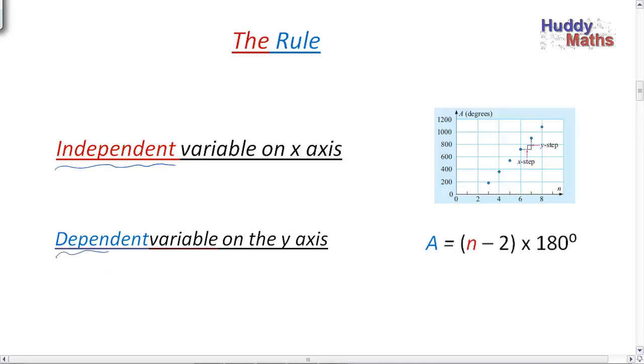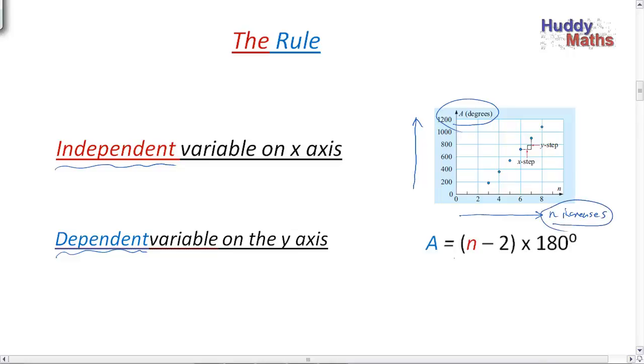The dependent variable is on the y-axis, or vertical axis. That's a convention in maths. So we think about this as the independent variable, and as you change it, and we usually talk about going from left to right, as n increases, we think of, this is a polygon, we think of the total interior angle sum as increasing. Okay, and we think of this angle sum as dependent upon this.